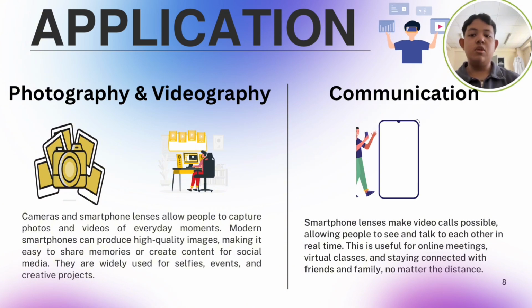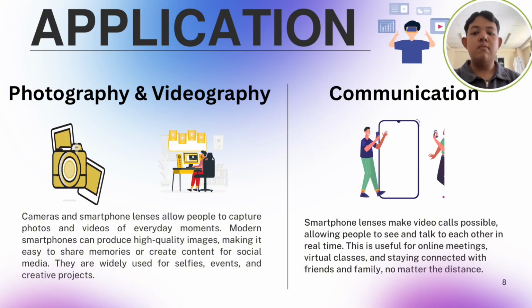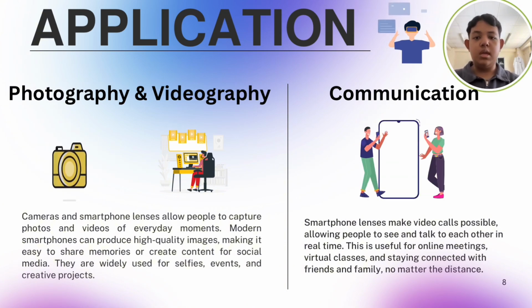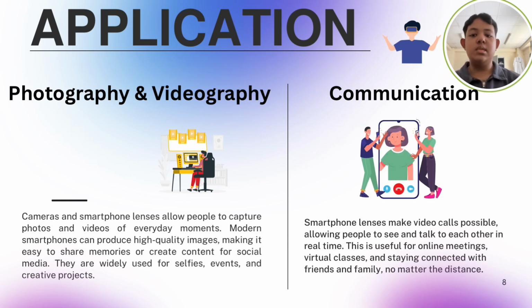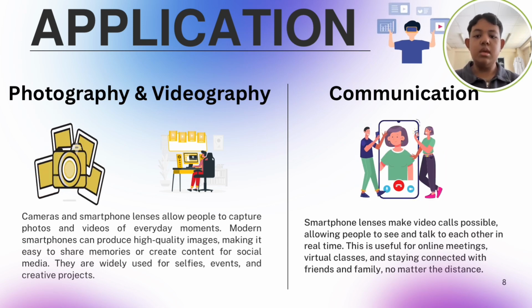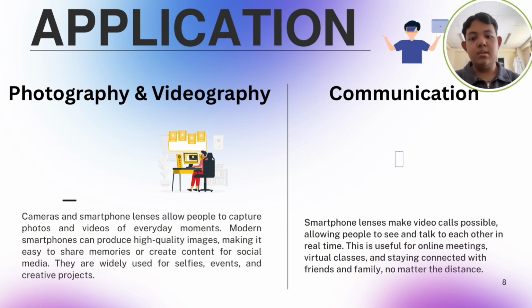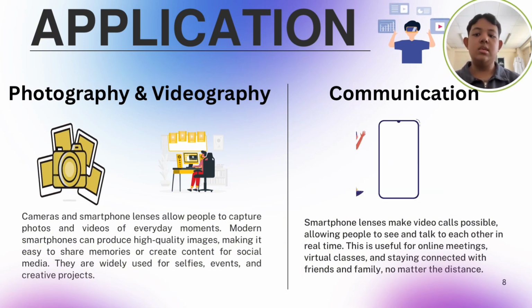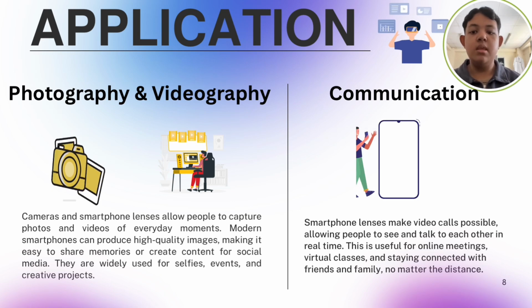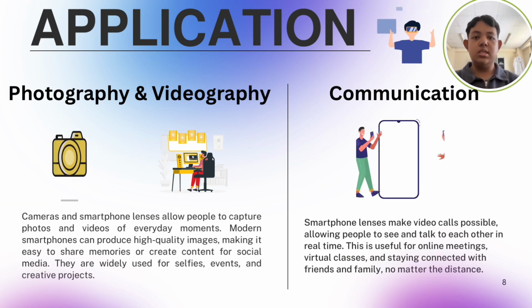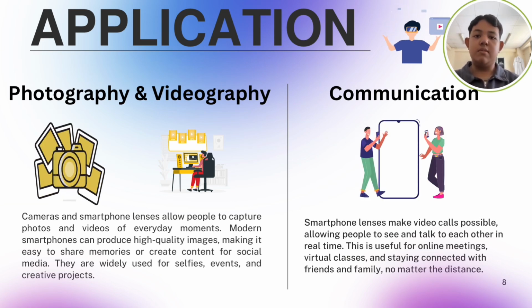Other than that, it's for communications. Smartphone lenses play a key role in enabling video calls. They let people see and talk to each other in real time, which is important for online meetings, visual learning, and staying connected with loved ones. No matter the distance, users can maintain visual communication, making conversations more personal and effective.